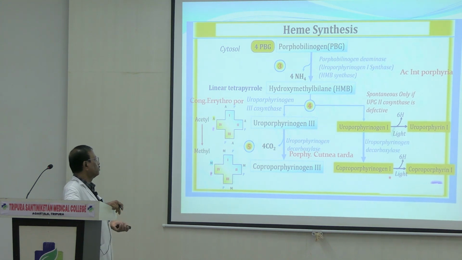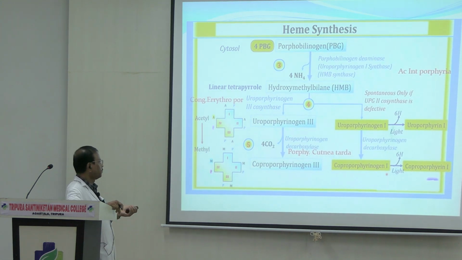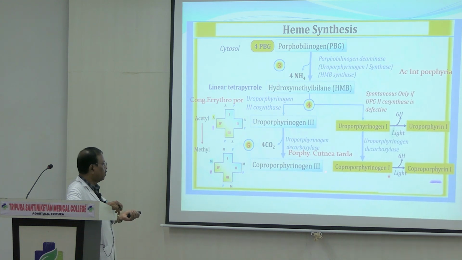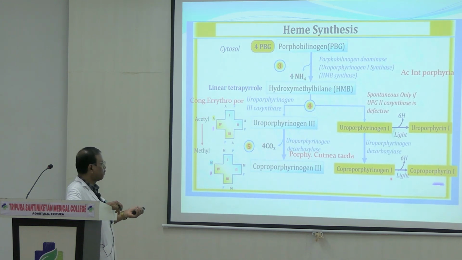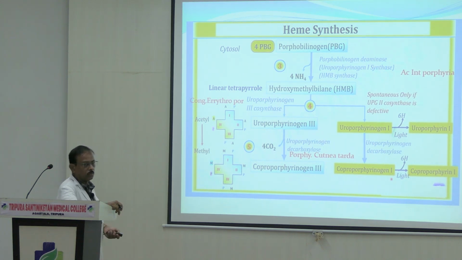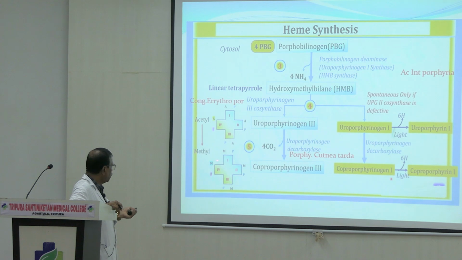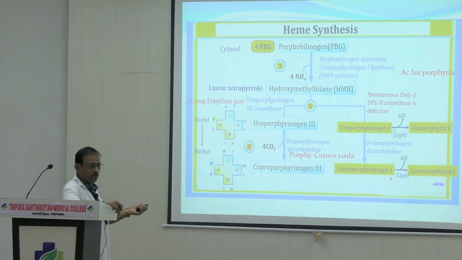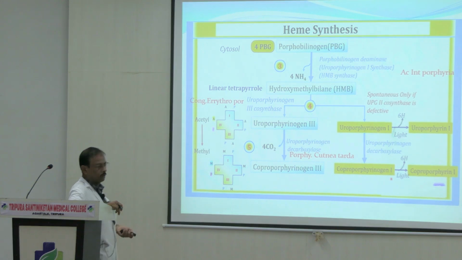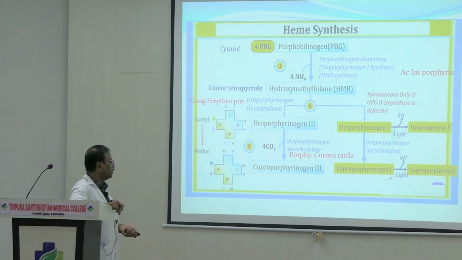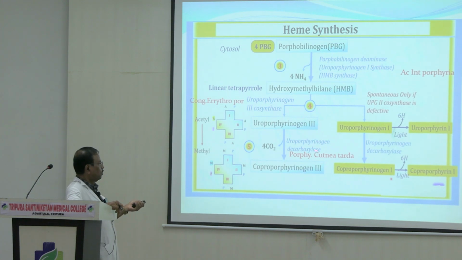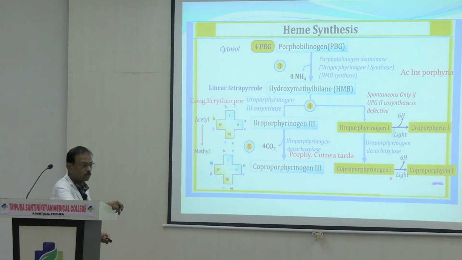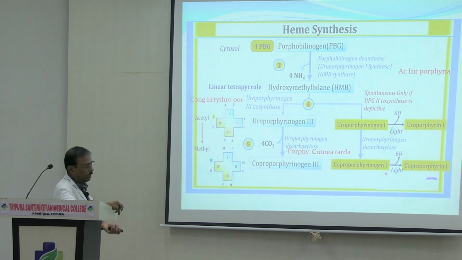So now uroporphyrinogen 3 is converted into coproporphyrinogen 3. What happens here? The acetyl groups are converted into methyl groups. So four acetyl groups will be converted into methyl groups. That's why 4 carbon dioxide is released. So this enzyme is uroporphyrinogen decarboxylase.